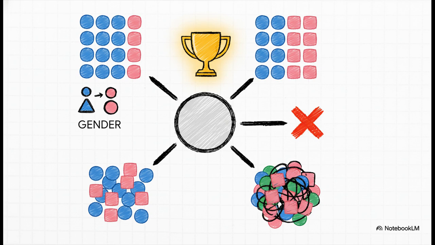And that's it. That's how the tree decides. The algorithm picks gender as the best question to ask here. And then it does this exact same calculation at every single node all the way down the tree.